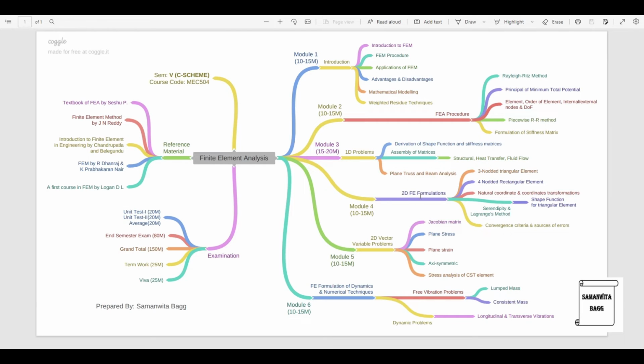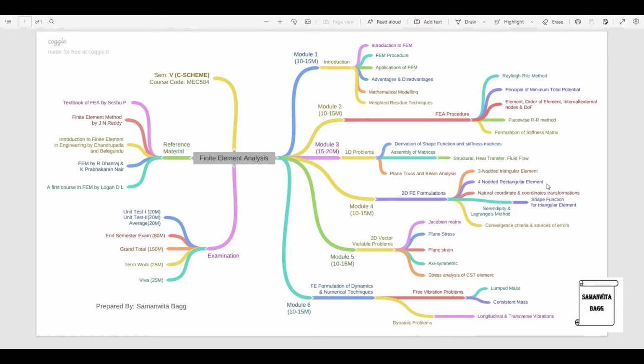This is 2D finite element formulations. Here you should study the three-noded triangular element, which is also called the CST element, that is, constant strain triangle. The derivation of this three-noded triangular element, and how to find the various displacements for this triangular element, is very important. Either a derivation or a 10-mark numerical based on this topic is asked in the paper. So this is a very important question.